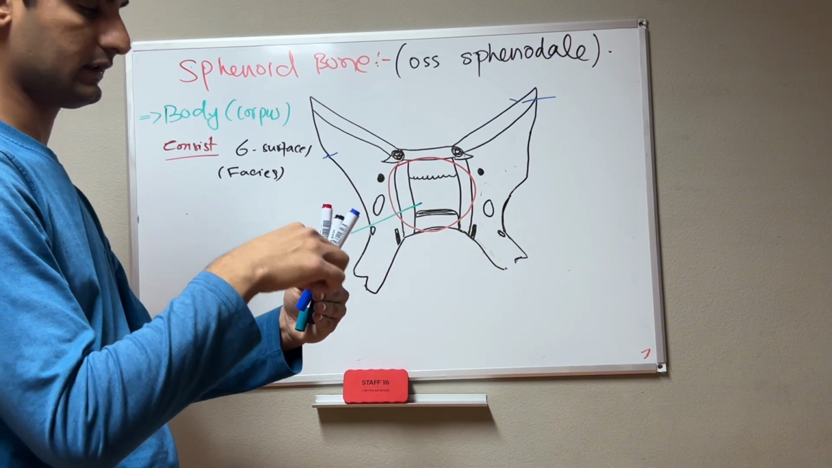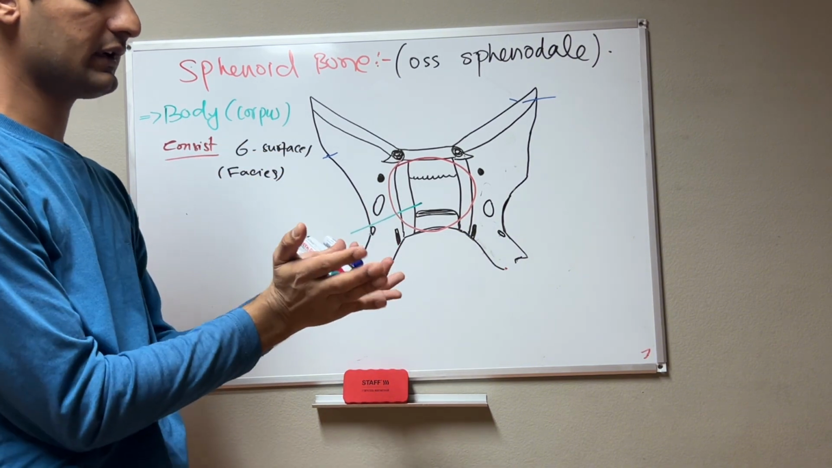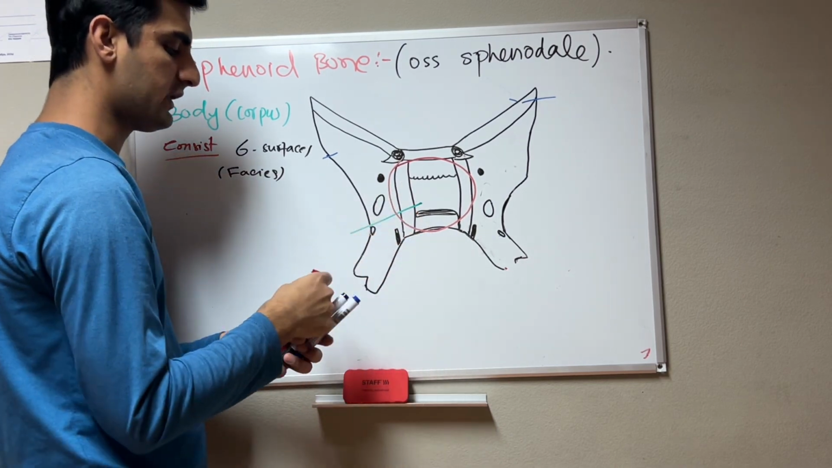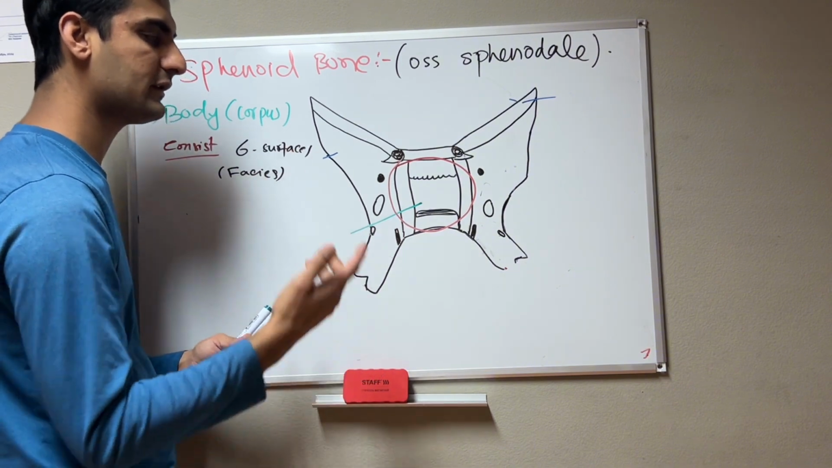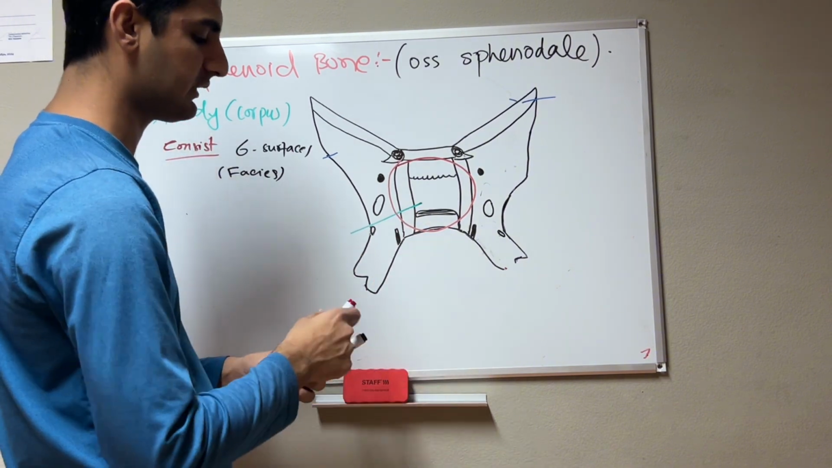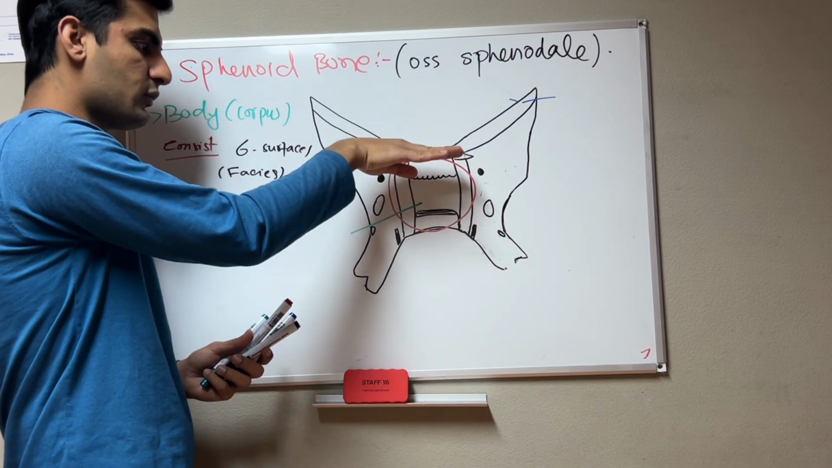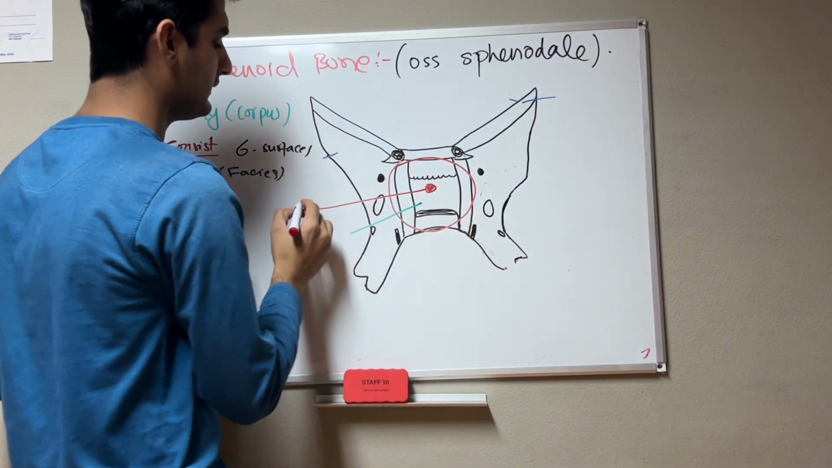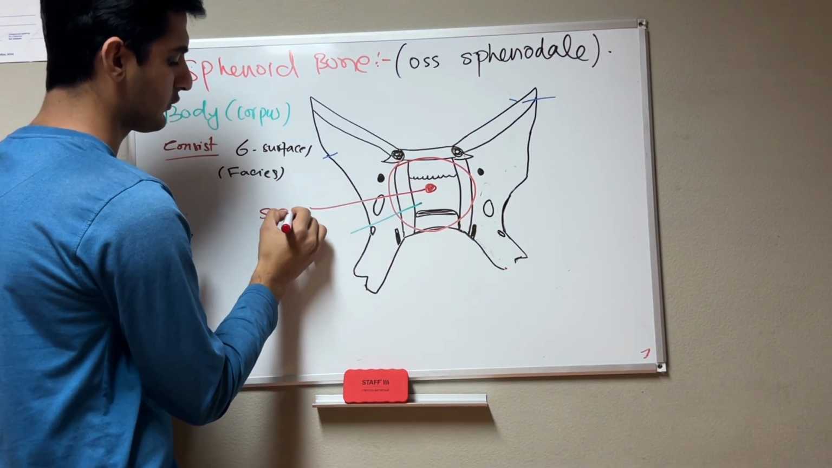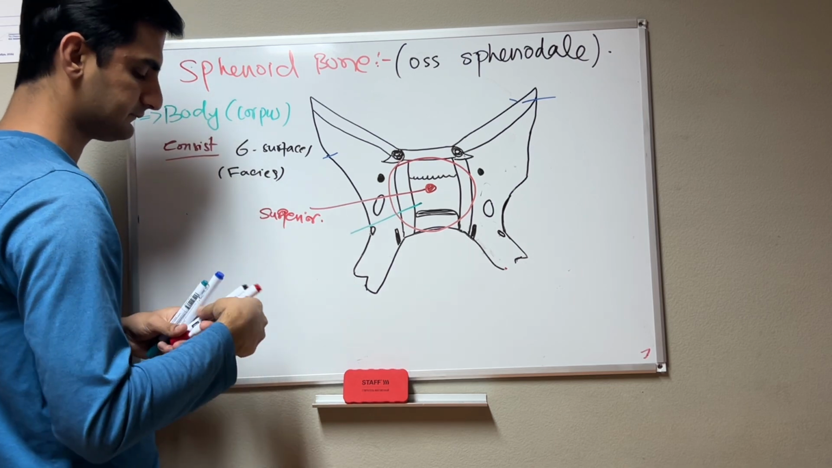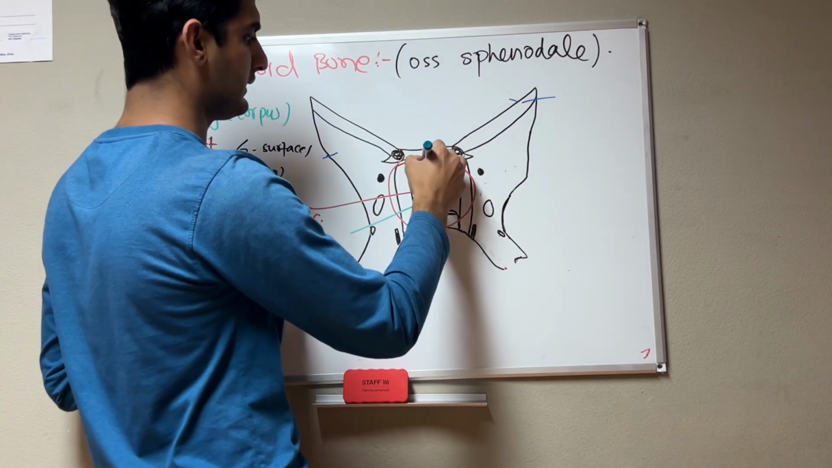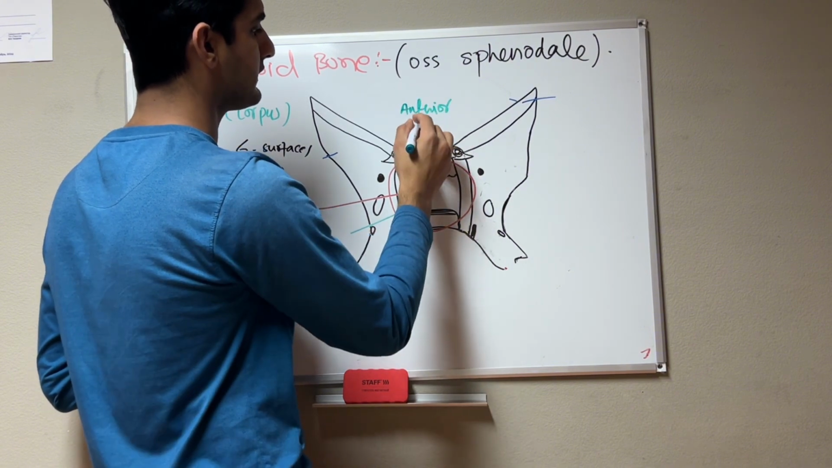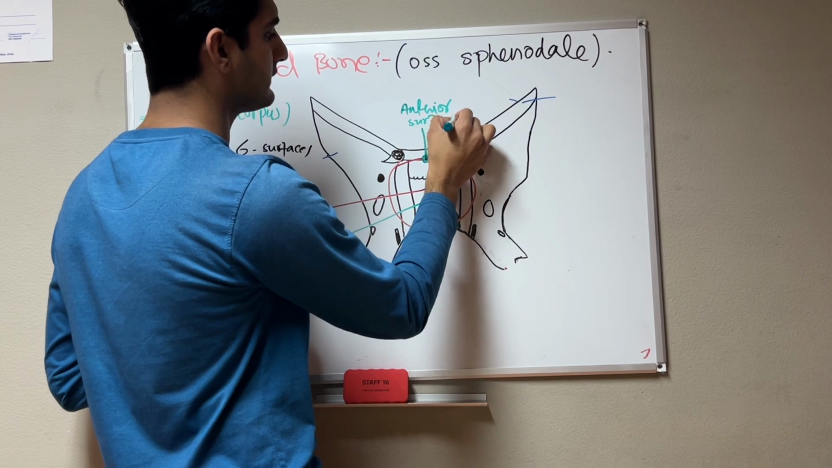In the middle cranial fossa we have the body, and the sphenoid bone is located like that. How do we know where the superior surface, the inferior surface, the lateral surface, and the anterior and posterior are? This is the body. This surface is the superior surface. The front one is the anterior surface.